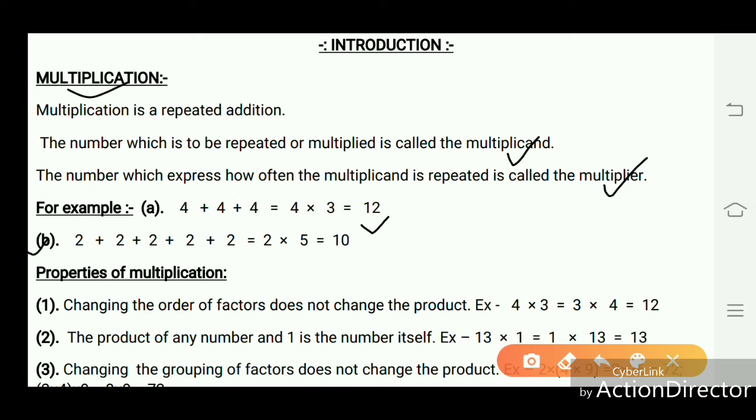Example B, here the 2 is repeated 5 times. So it gives product 10. 2 5s are 10.